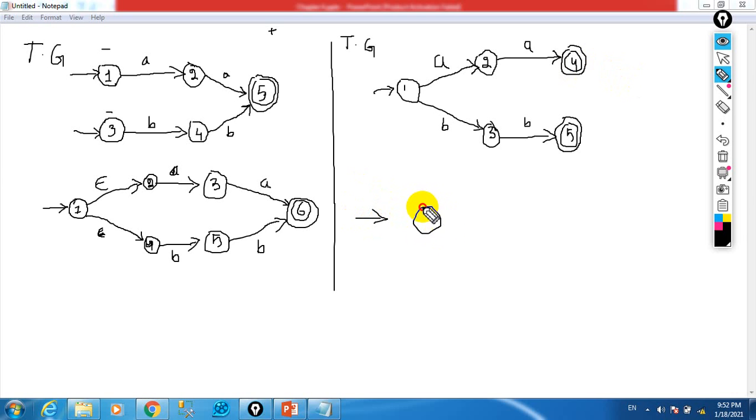A new state beginning, so 1, 2, 3, 4, 5. Okay, same as the above TG. These are the states. This has an input A, and input B, and this is also input equal to B.